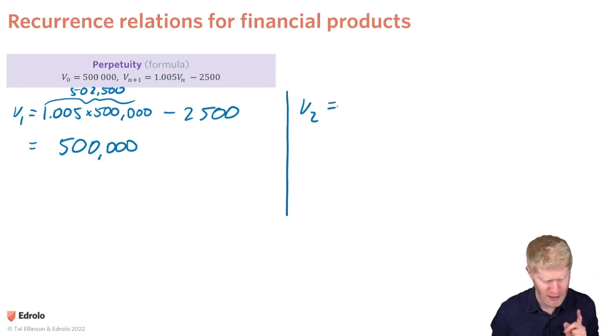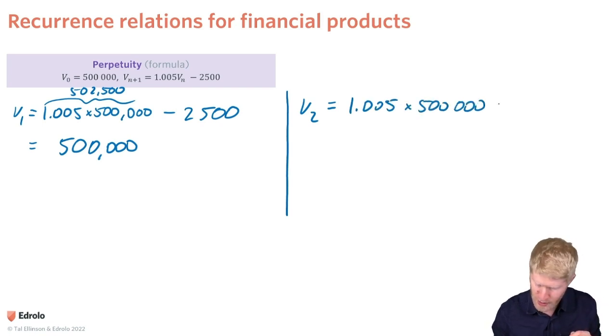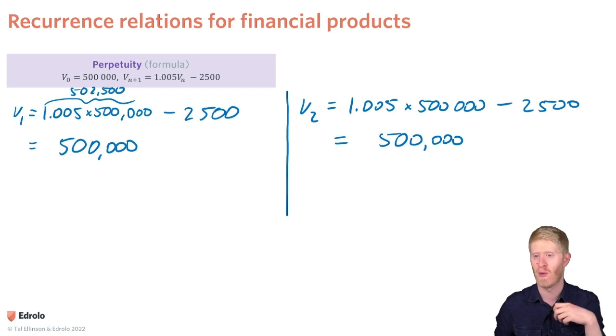Let's work out another payment. Let's do another month. 1.005. All right, what's the balance now? Oh, it's $500,000. Can you see what's going to happen? It's going to grow again to 502,500. It's going to drop by 2,500. It's going to stay at $500,000. This is why it's called a perpetuity. Perpetuity from the word perpetual.